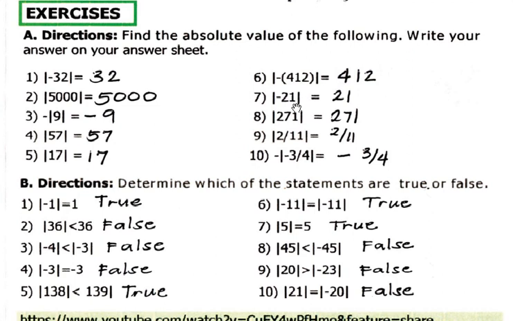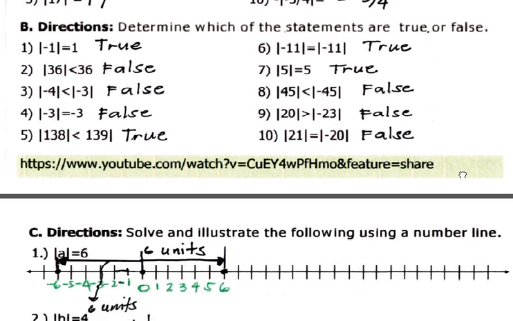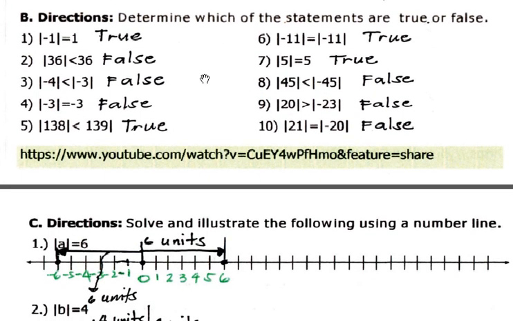Absolute value of -21 is 21. Absolute value of 271 is 271. Absolute value of 2/11 is 2/11. The negative of the absolute value of -3/4 is -3/4. That concludes exercise letter A. We move on to exercise B. Directions: determine which of the statements are true or false.